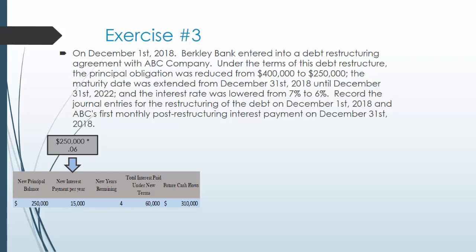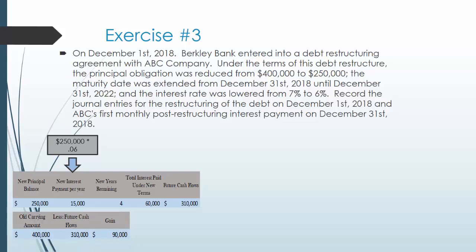Well, if we pay $15,000 a year for 4 years, that means that under these new terms, we're going to have to pay $60,000 in interest before we have to pay back the $250,000 in principal, which is our new balance. So in total, the future cash flows that our company, ABC Company, is going to have to send out to Berkeley Bank are going to be $310,000.